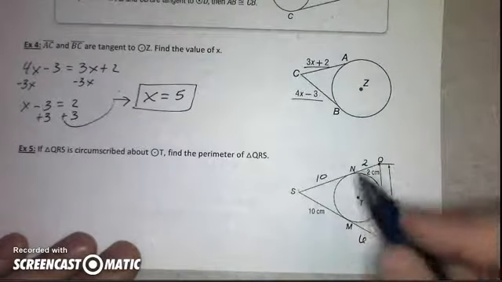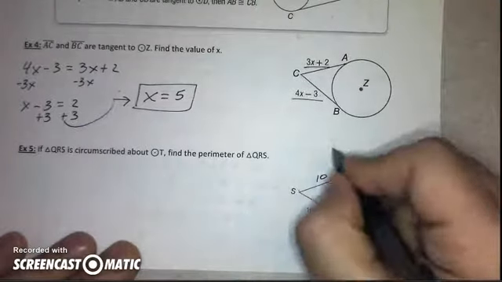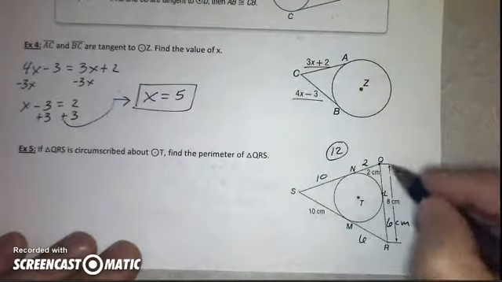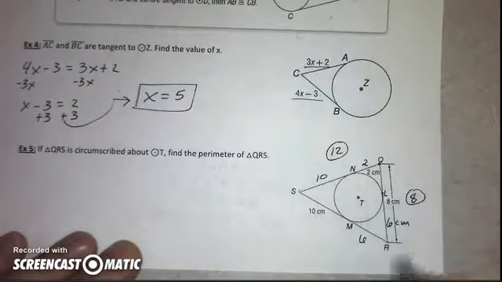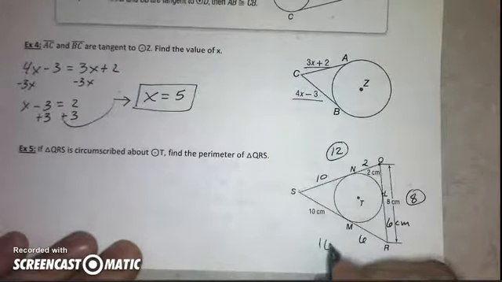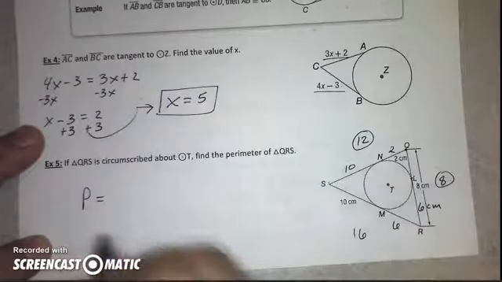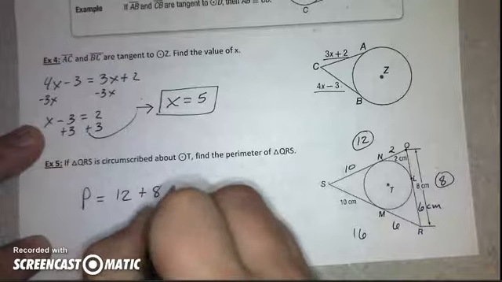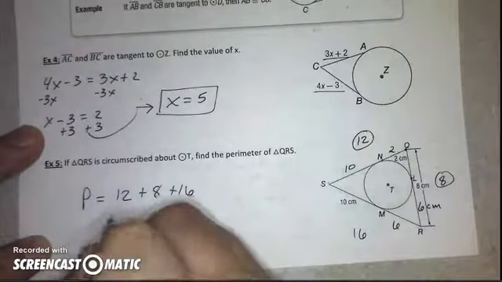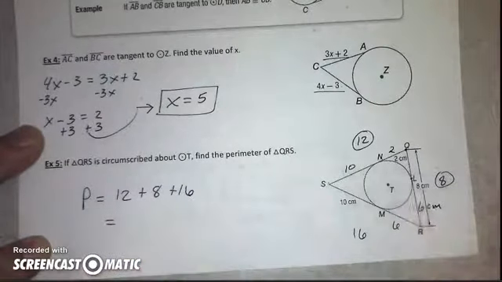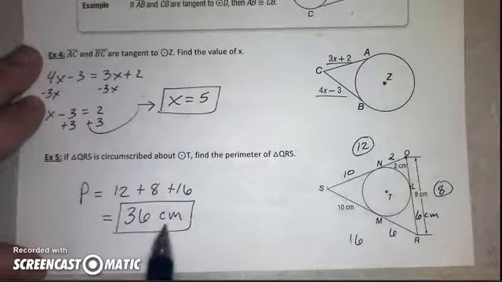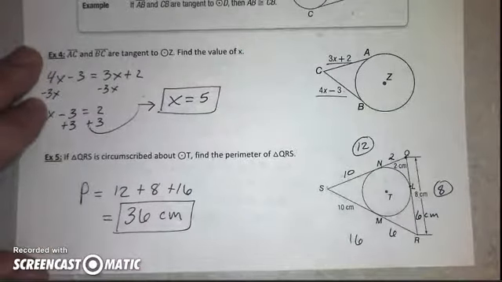So I have 3 sides to my triangle. 10 plus 2, which is 12, 8 for this side, and 10 plus 6, which is 16. So the perimeter of the triangle is the sum of those 3 sides, 12 plus 8 plus 16, which is equal to 36 centimeters. And that concludes our notes for this lesson.